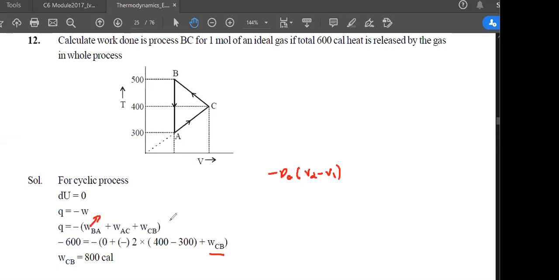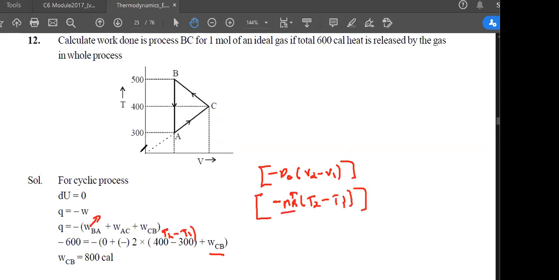Now here, why have we taken T2 minus T1? We know that we have nR(T2 minus T1). This is also a formula, because P is constant. The TV slope means P is constant, so this can also be written as this. And n is 1, and the value of R.